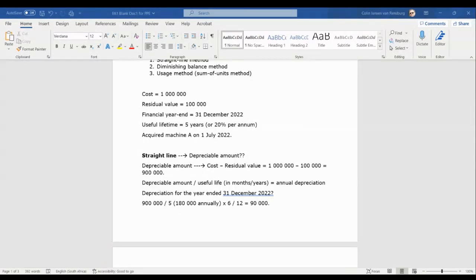Anyway, even if they don't provide you with a percentage, which they normally will if we are using the diminishing balance method, even if they didn't, you can still convert it yourself to a percentage. Okay, so that is just what I wanted to get off my chest there.